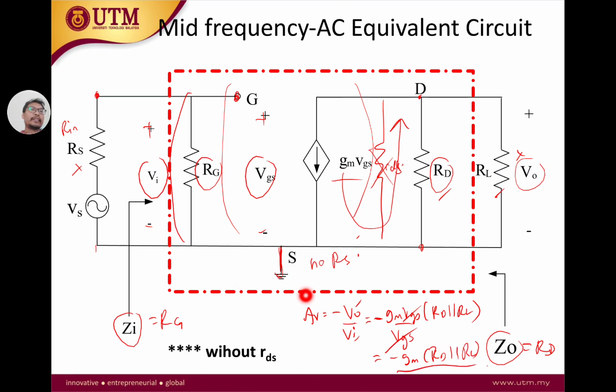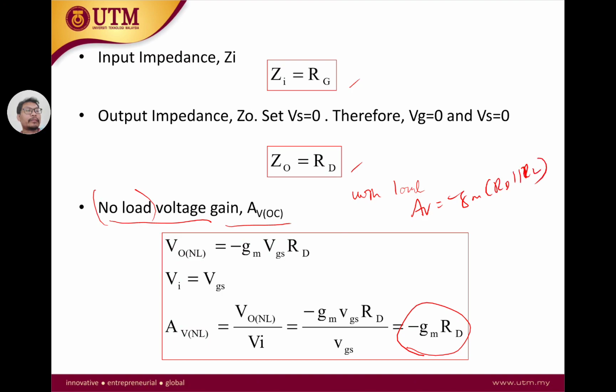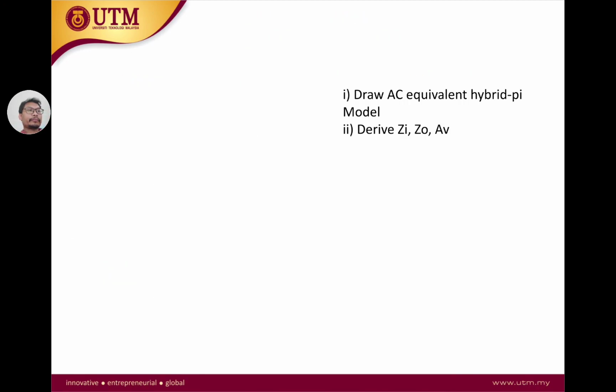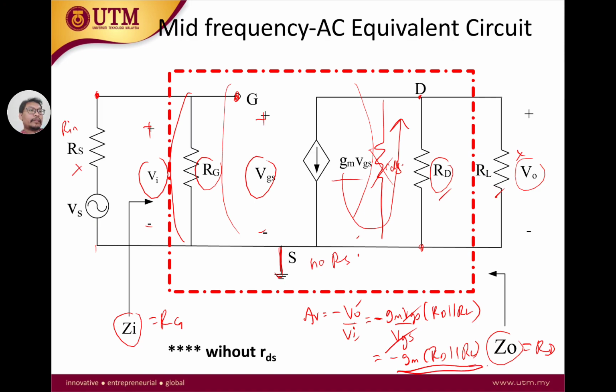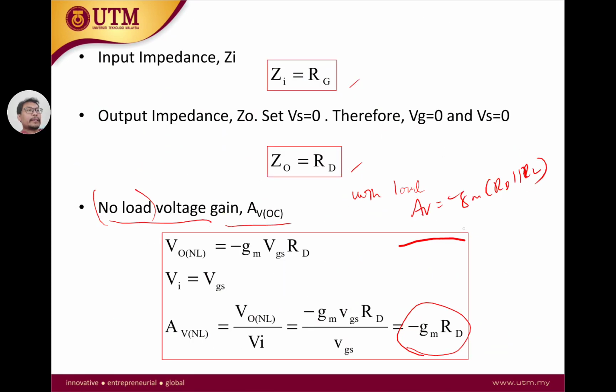This is the voltage gain, and should be derived here: minus gm RD. Here we assume no load. If with load, then our AV is equal to minus gm RD parallel with RL, as we have seen here. With load, and here is without load.